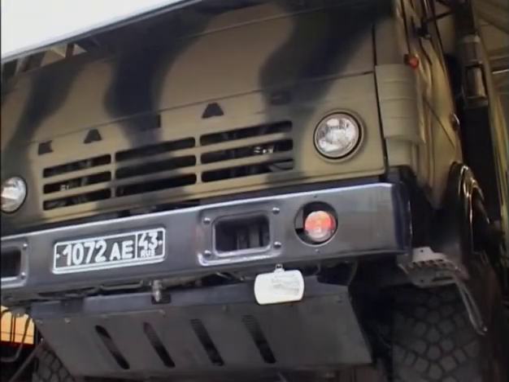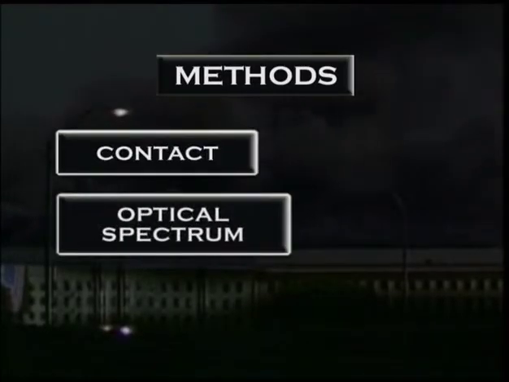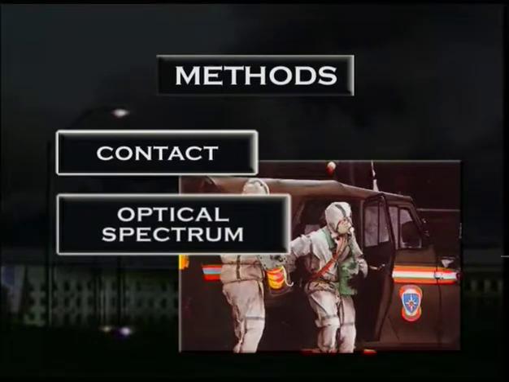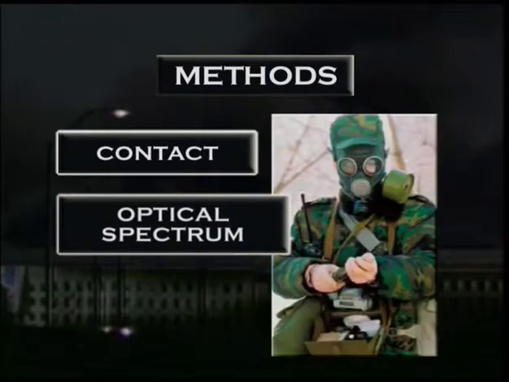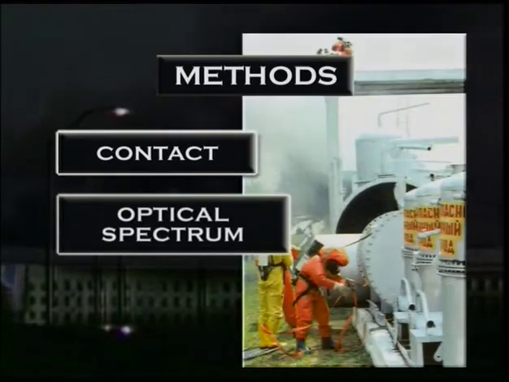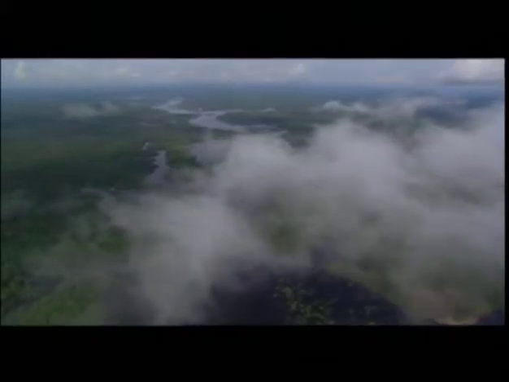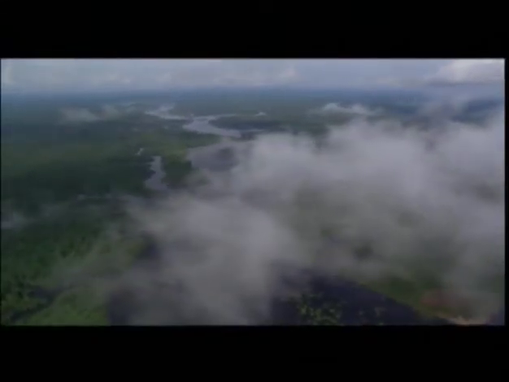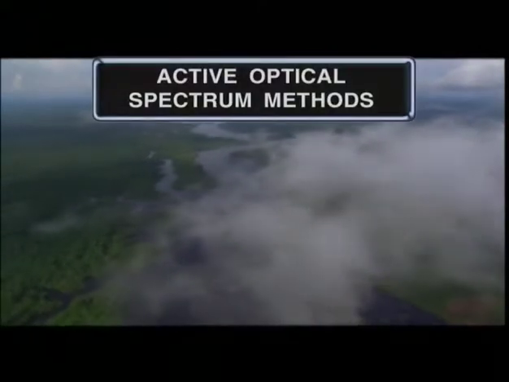Methods that allow obtaining such information are divided into contact and optical spectrum ones. Contact methods have one common disadvantage. They require human presence directly in the area under survey. Optical spectrum methods can also be divided into passive and active ones.